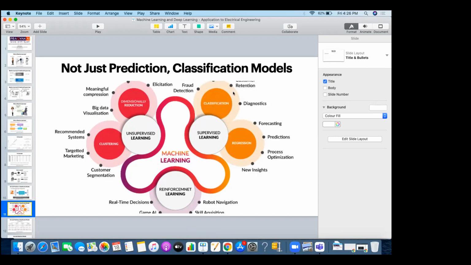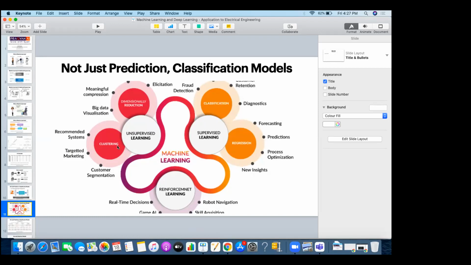Whether any fraud or financial fraud has happened or not, detecting the fraud is also a classification. So we discussed classification. We discussed regression. Regression is prediction, getting a value. So these two we discussed. Other than this, there are some other things. There is something like clustering.